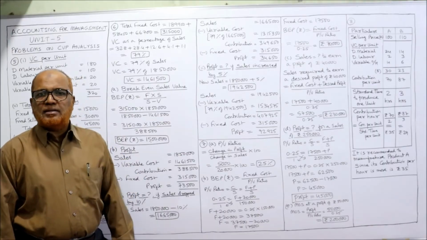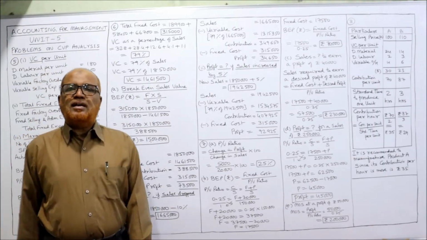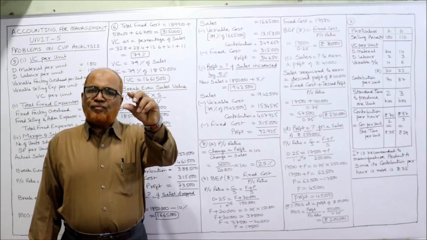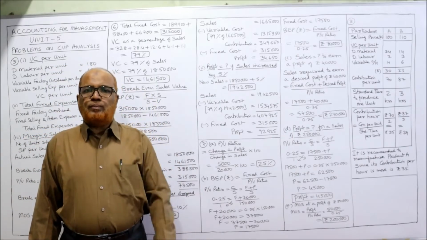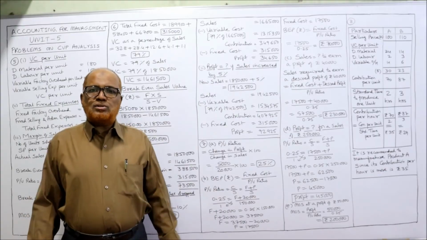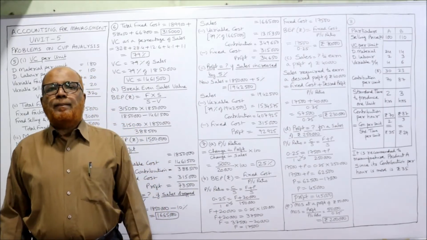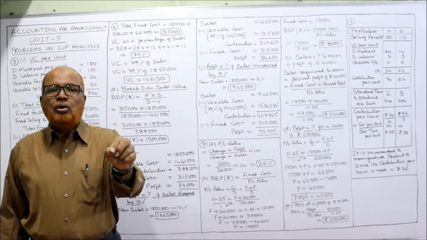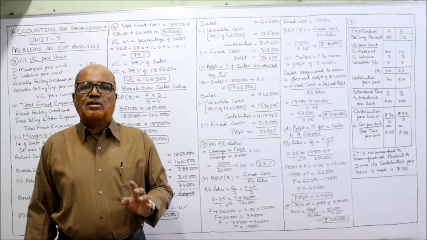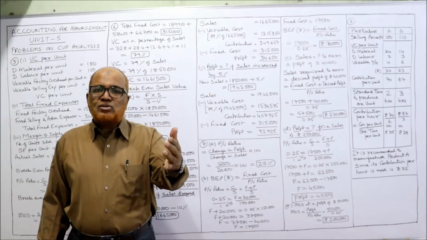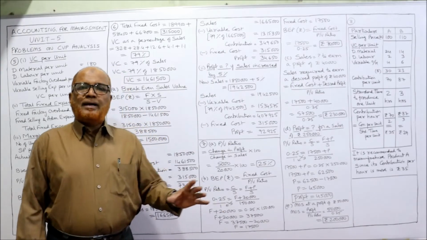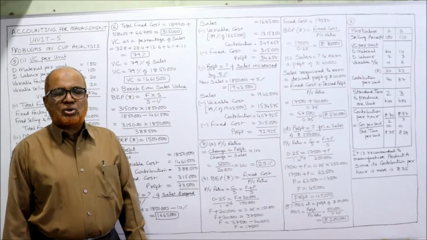First question completed. Now the second question is asking you to calculate the break-even point, BEP. The formula is fixed cost by PV ratio. But we don't have the fixed cost. Fixed cost is not given in the problem. We make use of the formula of PV ratio to find out the fixed cost. After calculating fixed cost, easily we can calculate the break-even point, right? So by using PV ratio, we will find out fixed cost.